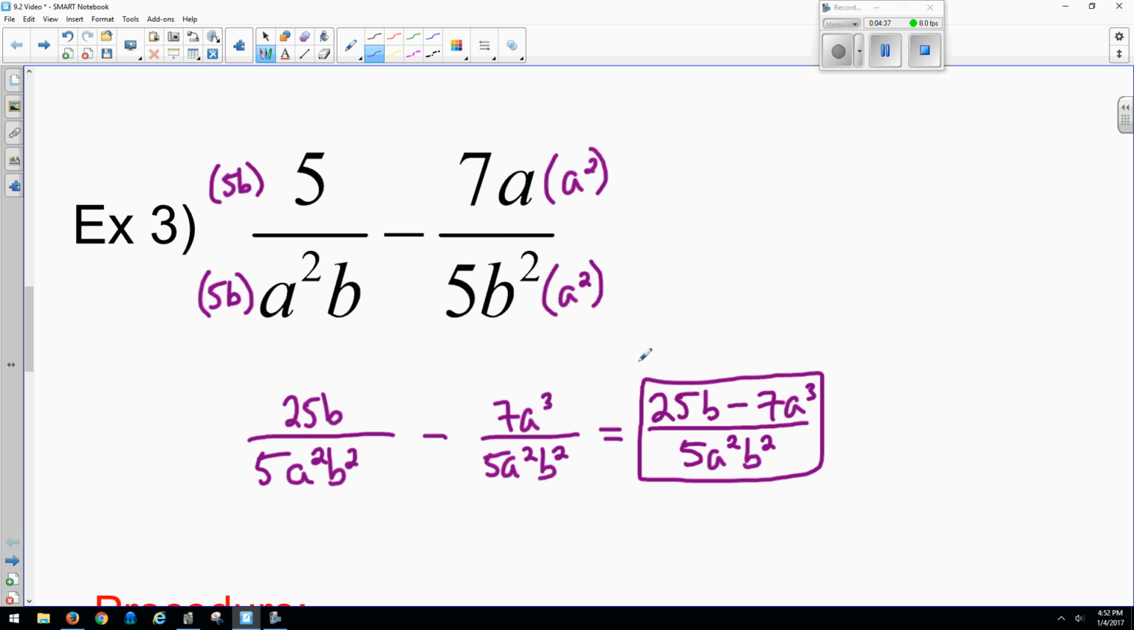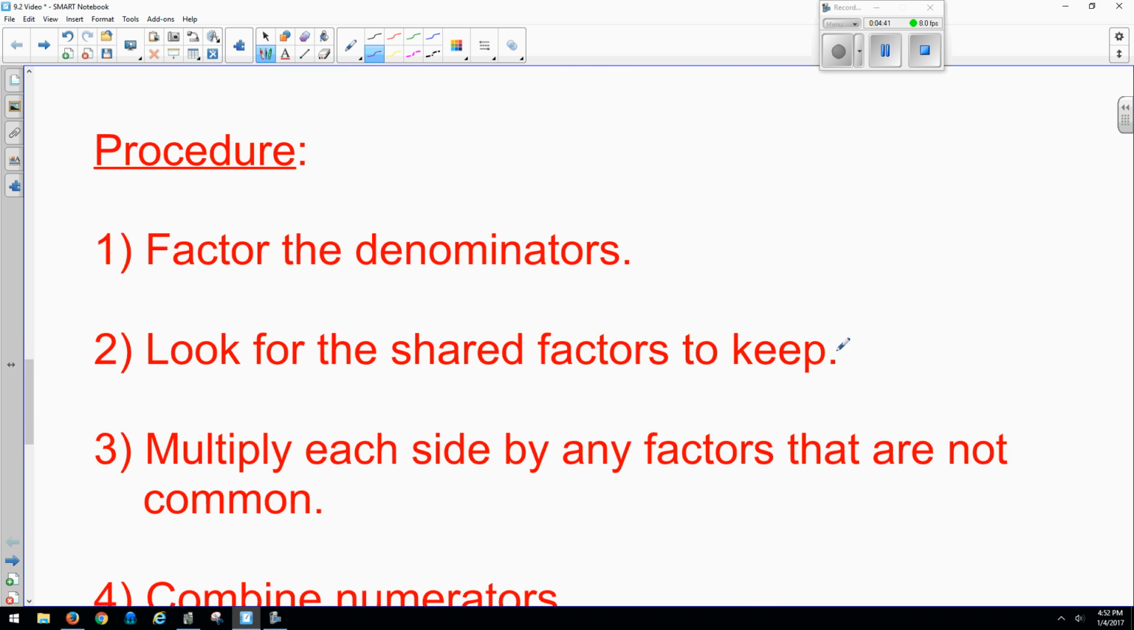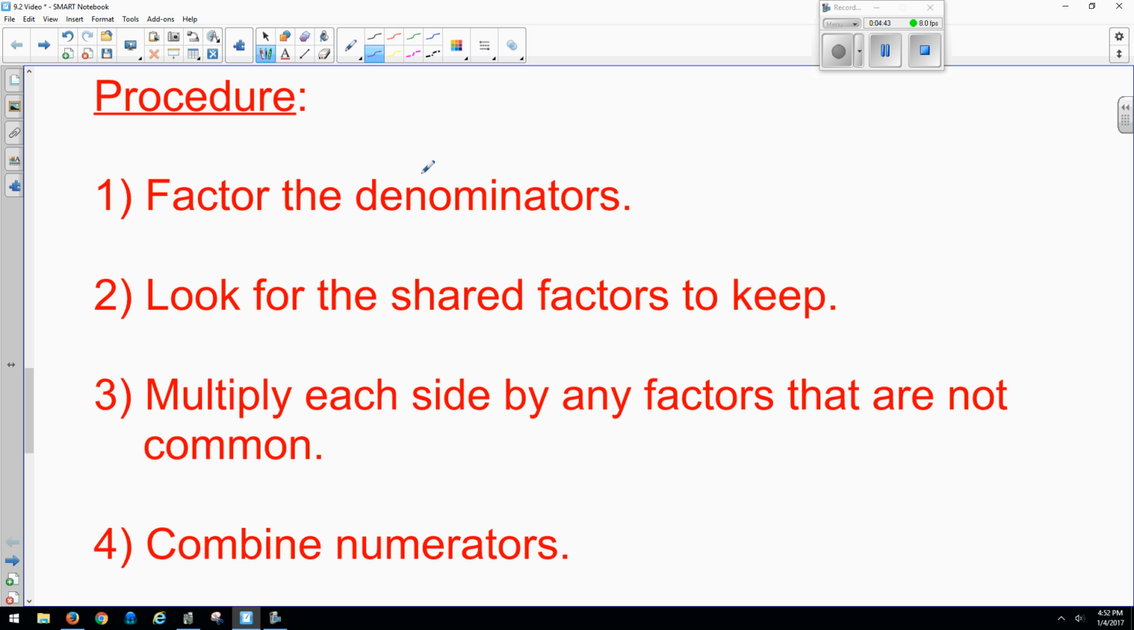So here's the procedure. We're going to get a little bit more involved with this. We're going to factor the denominators, look for the shared factors to keep in the denominators, and multiply each side by anything that the denominator does not have, and then combine the numerators. So go ahead and pause this, write this procedure down. You're going to need it in class tomorrow, and we're going to continue with another example.